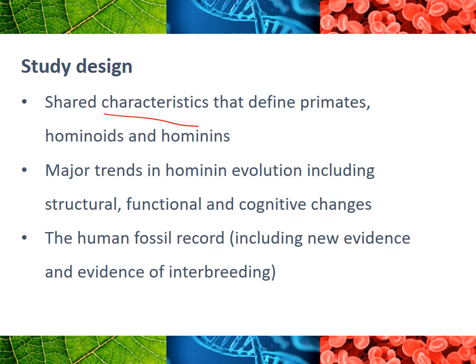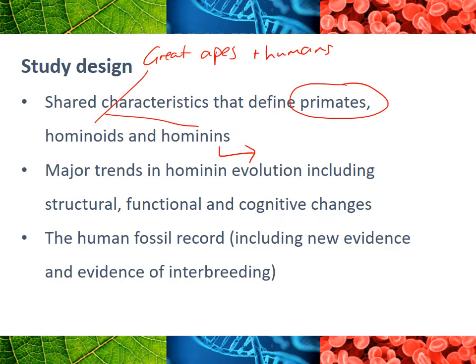In the last session, we introduced these characteristics of primates, hominoids, and hominins. Remember that primates is a really broad category that includes monkeys and all the great apes. Hominoids would be the great apes plus humans, both extinct and current, and then hominins are our human species, extinct and current. That's what we're going to focus on in these two sessions.